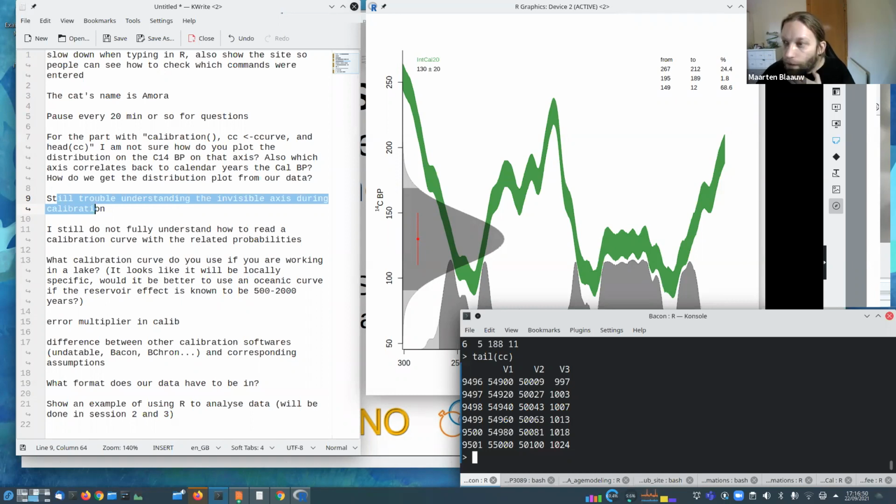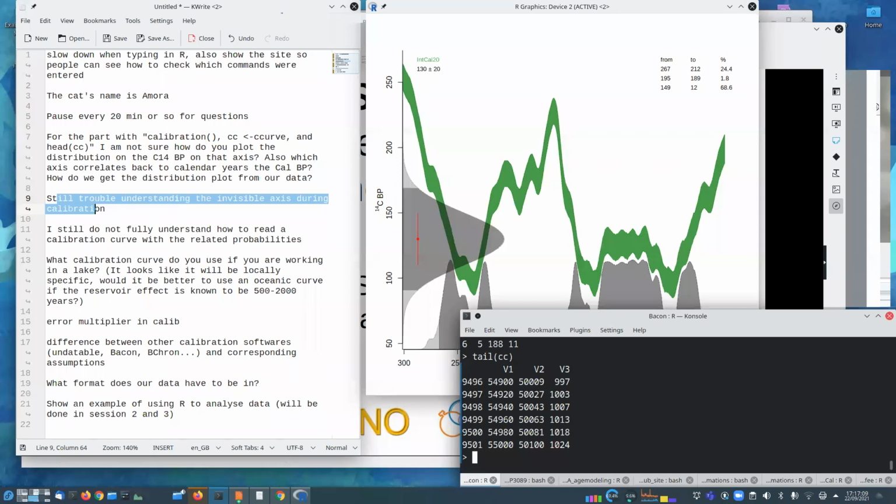Okay, and Martin, then there's one. Yep. Quick question, if there is time, and maybe this fits somewhere that you already have planned: can you quickly cover when it is appropriate to smooth the calibration curve before calibrating?